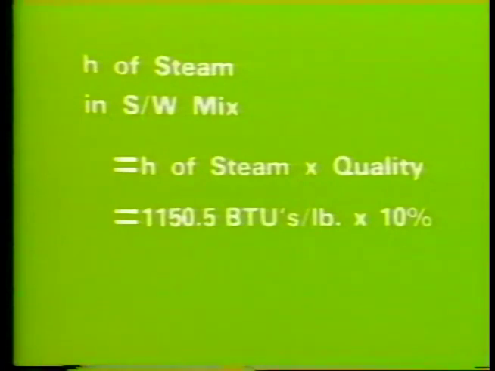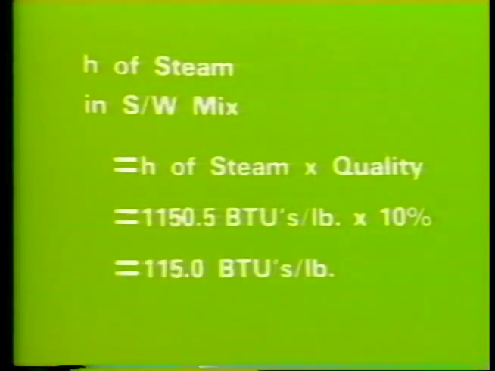To determine the enthalpy of the steam in the steam-water mixture, we multiply the enthalpy of saturated steam, 1,150.5 BTUs per pound, times the quality, 10%, and find that the enthalpy of the steam in the steam-water mixture is about 115.0 BTUs per pound. The enthalpy of the steam-water mixture is then found by adding these two values together.